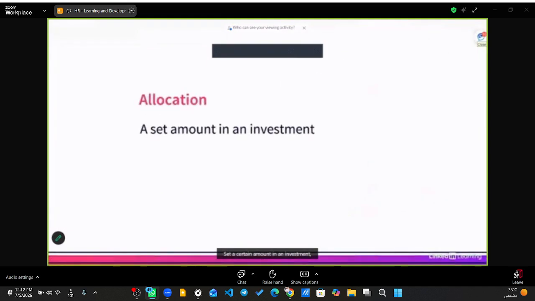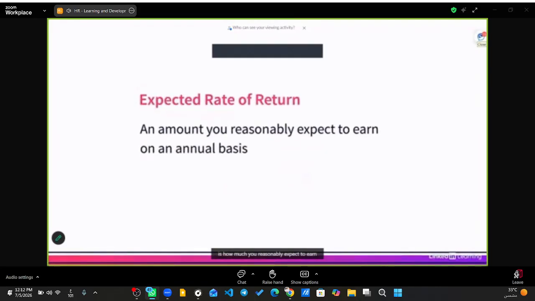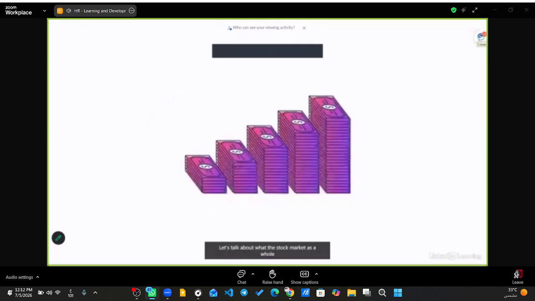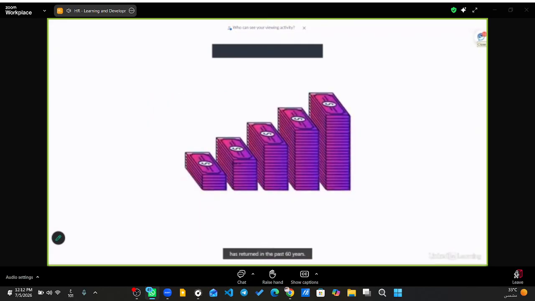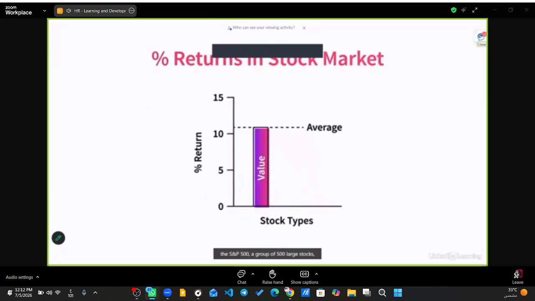Set a certain amount in an investment, which we call an allocation, and then stick with it in good times and bad. When you adjust your assets, adjust them based on your expected rate of return and your needs for the future. Your expected rate of return is how much you reasonably expect to earn on an annual basis. Let's talk about what the stock market as a whole has returned in the past 60 years. Since 1966, the S&P 500, a group of 500 large stocks, has returned an average of 11% each year. That's a pretty good rate of return, but it hides an important fact.